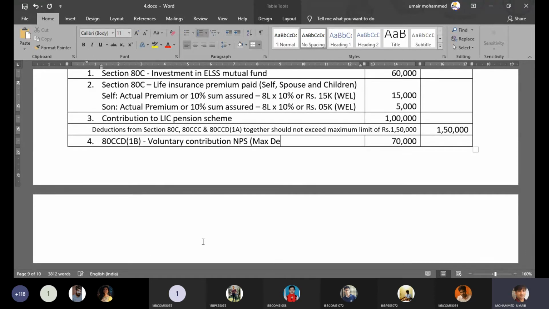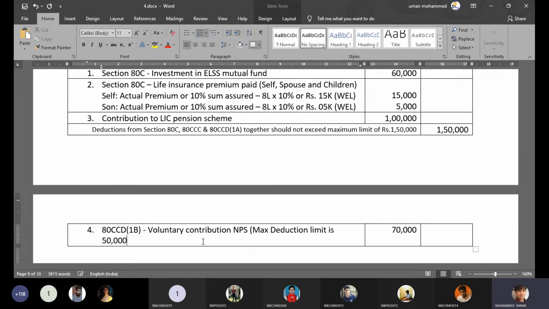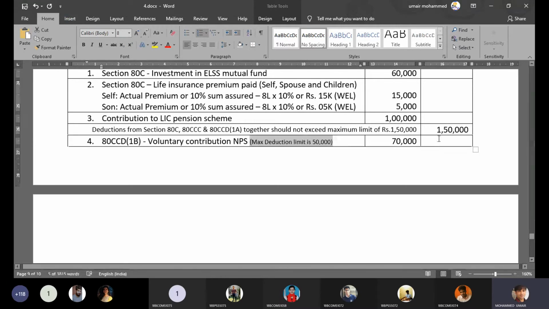Max deduction limit, so we will write here 80,000.